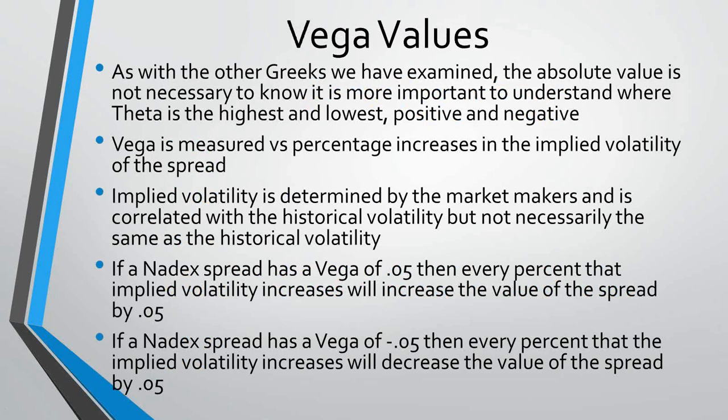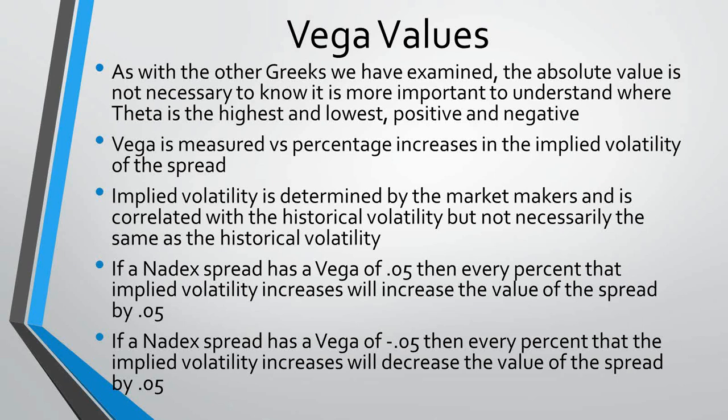As with the other Greeks we've examined, the absolute value is not necessary to know. It's more important to understand where Vega is the highest and lowest, positive and negative. Vega is measured versus percentage increases in implied volatility of the spread. Implied volatility is determined by market makers and is correlated with historical volatility and actual current volatility of the underlying that is traded, but not necessarily the same as the historical or current volatility. It's also based off future expectations. So if the market is not volatile yet and the market makers expect it to get a lot more volatile, they're going to put a higher implied volatility in their model, which is going to affect the price of the spread.